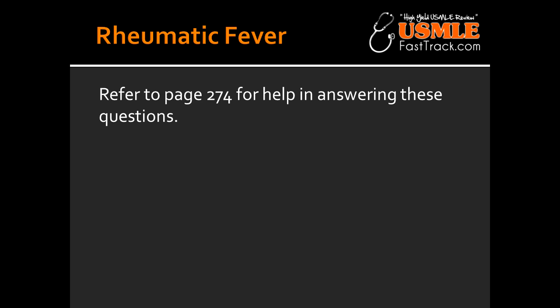What is the mnemonic to help you remember all the signs and symptoms of rheumatic fever? The mnemonic is FEVERSS, and that stands for F for fever, E for erythema marginatum, V for valvular damage, E for erythrocyte sedimentation rate, R for the red hot joints, which is the migratory polyarthritis. The first S is for the subcutaneous nodules, and the second S is for St. Vitus' dance, which is the Sydenham's chorea.